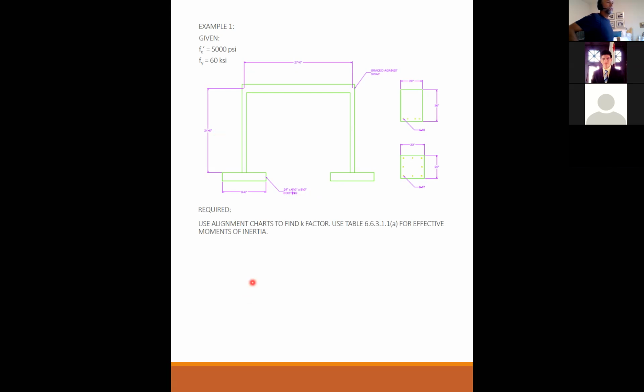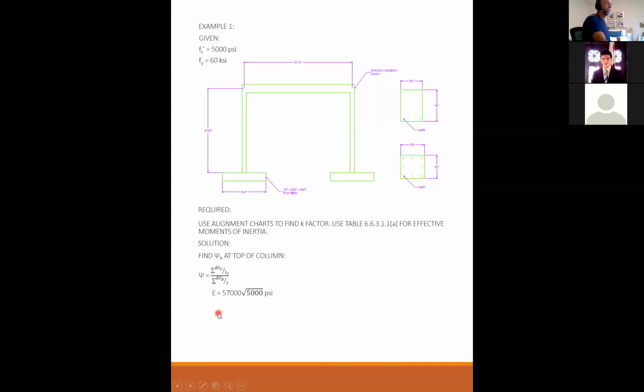Use the alignment charts to find your K factor. Use Table 6.6.3.1.1(a) for effective moments of inertia. Solution: we're going to find psi A at the top of the column. This is the sum of all the columns coming into the top joint over the sum of all the beams coming into the top joint.